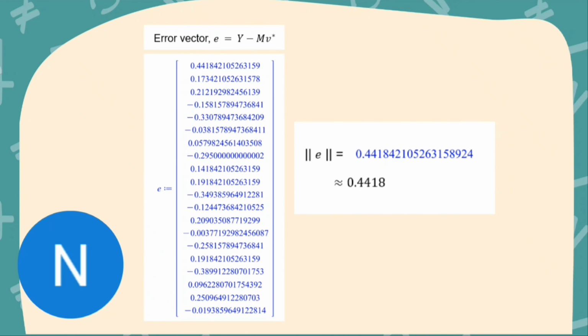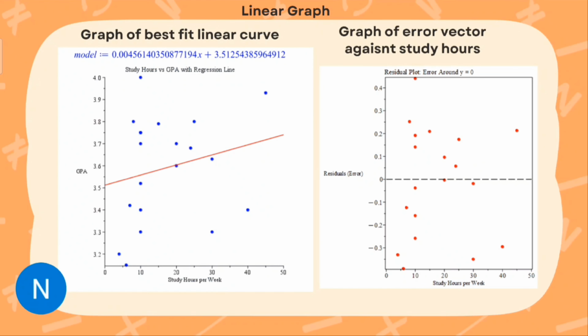After that, we can find the error vector for this equation. Then, we can obtain the magnitude of the error vector, which approximates to 0.4418. Lastly, this is the linear graph of best fit linear curve and error vector against study hours.